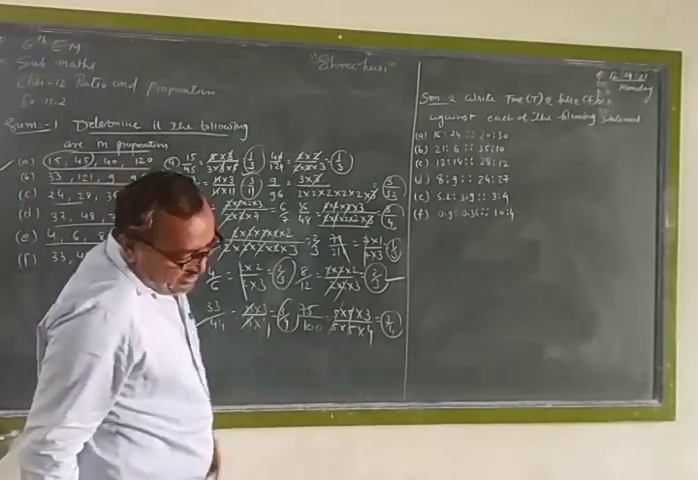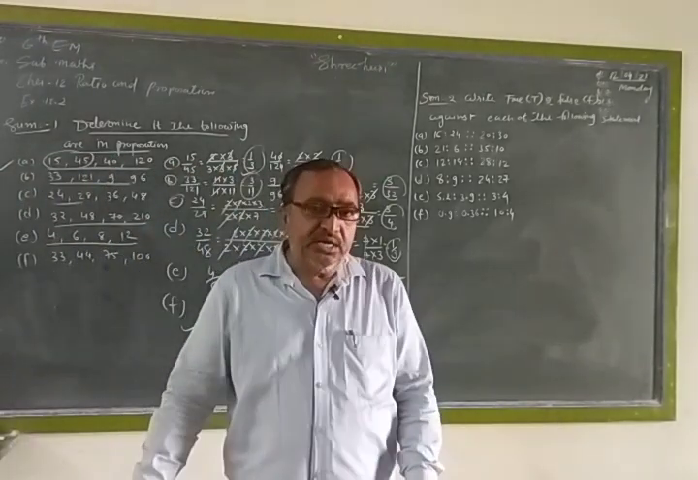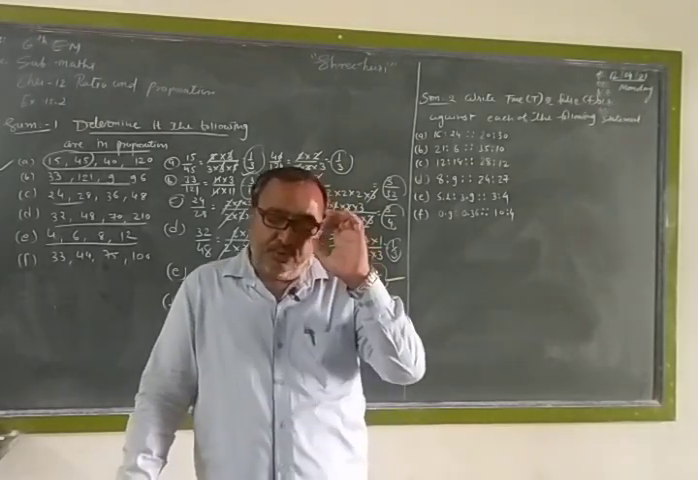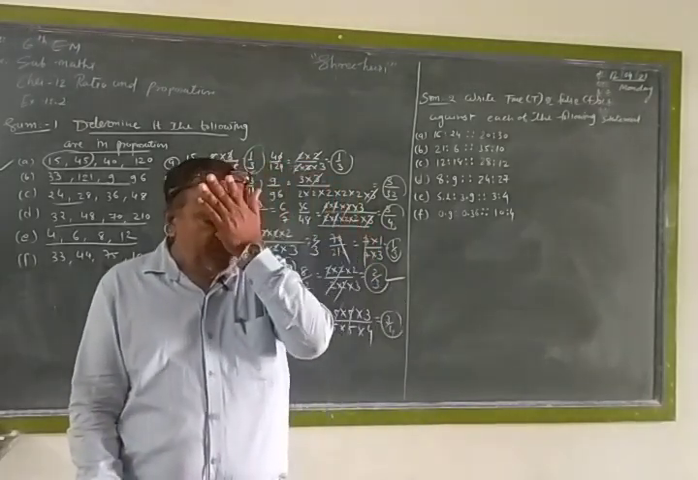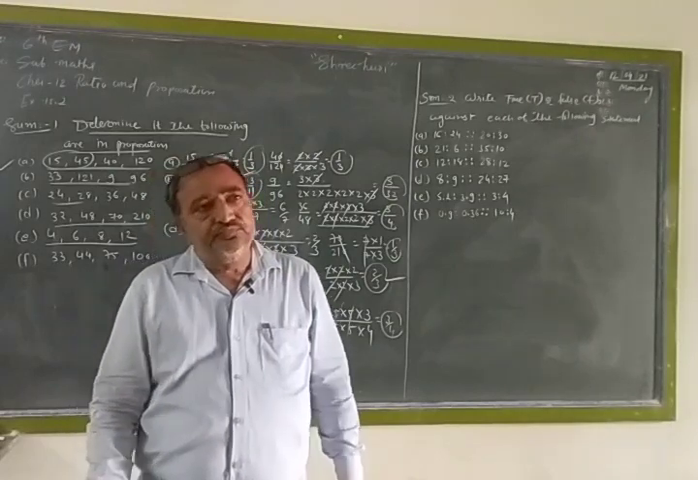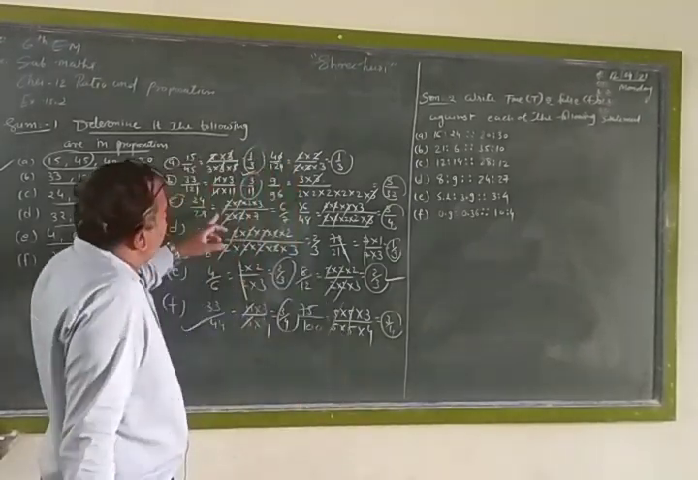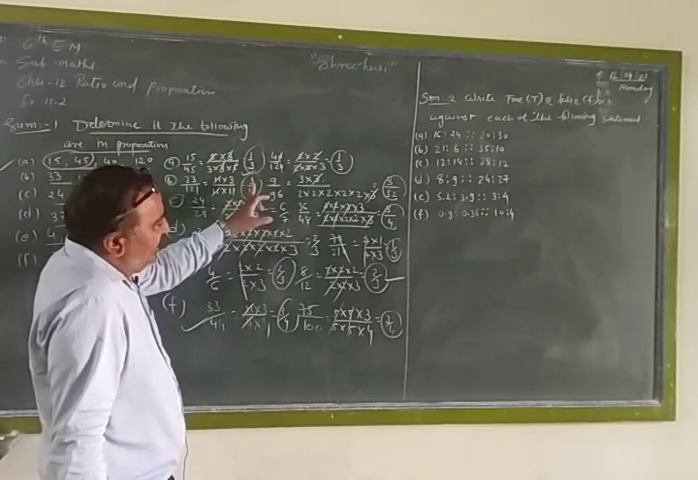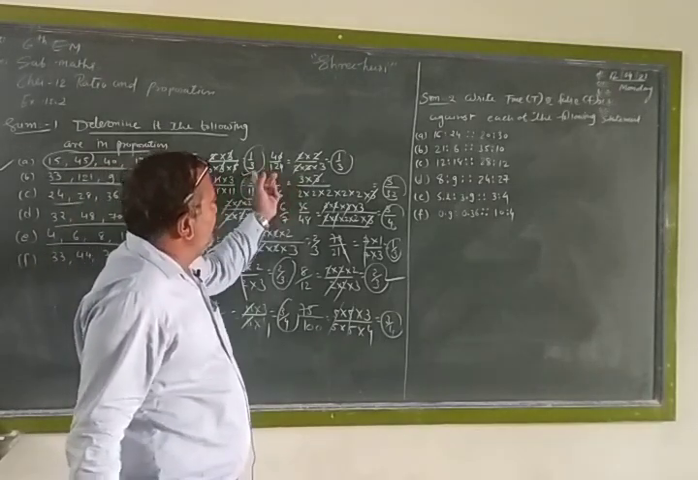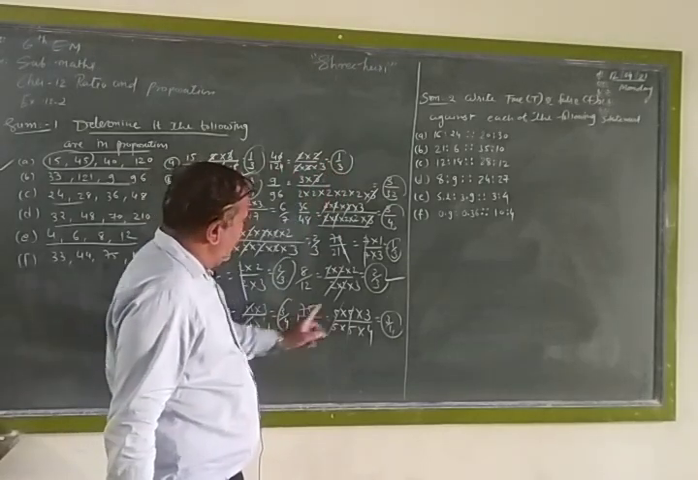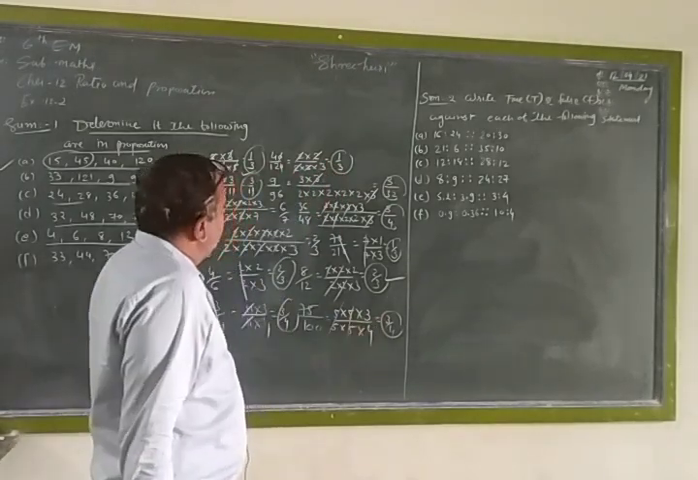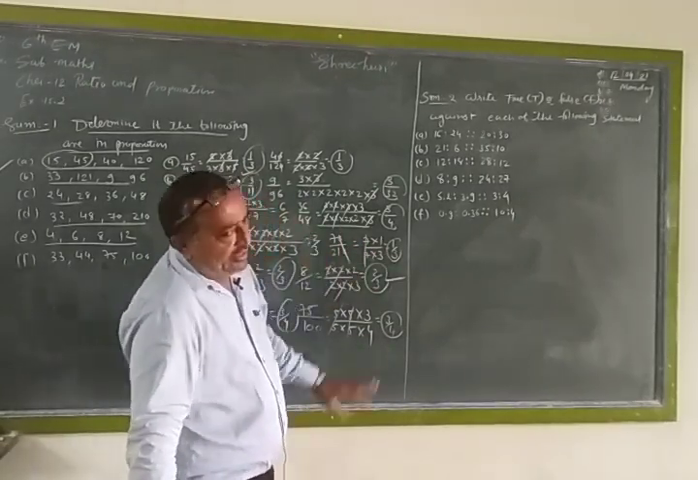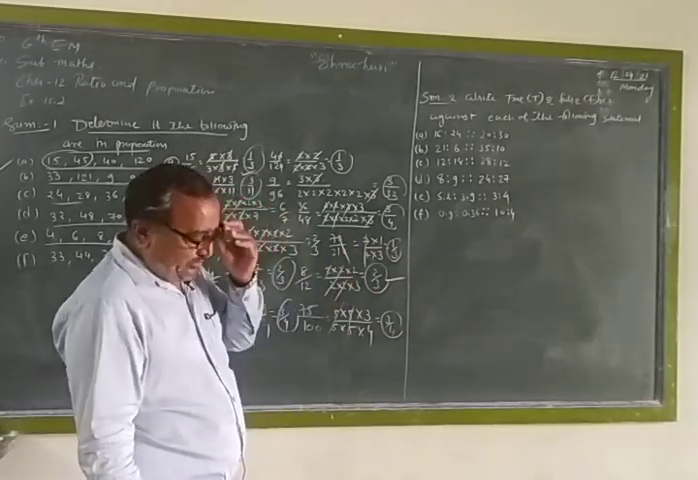So friends, if you want to decide whether given numbers are in proportion or not, we have to do the prime factorization and cut the same numbers, and after that find the reduced form. If both reduced forms are the same, then it is in proportion, but if both reduced forms are not the same, then it is not in proportion.